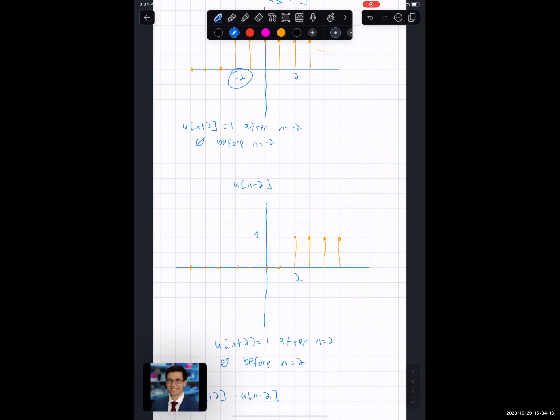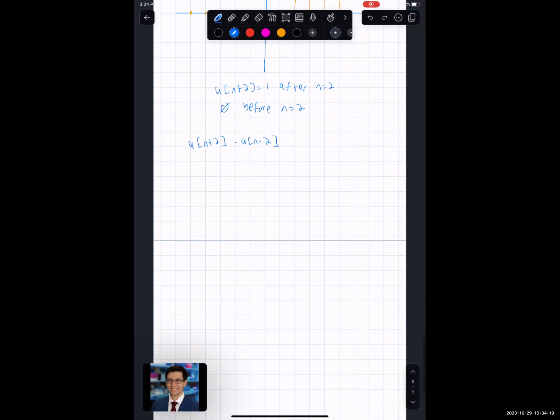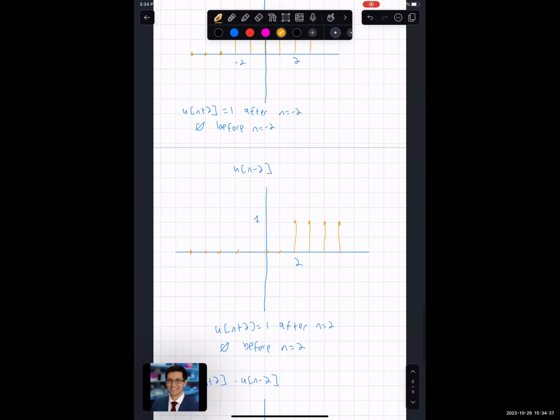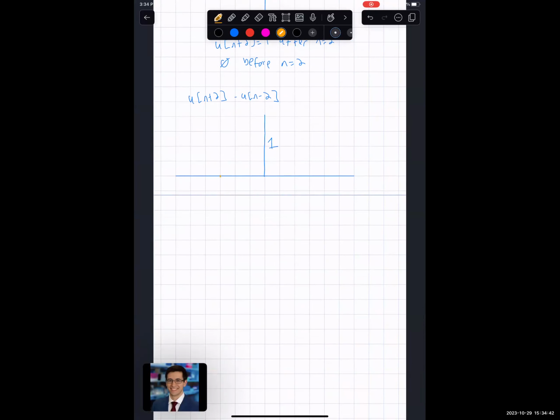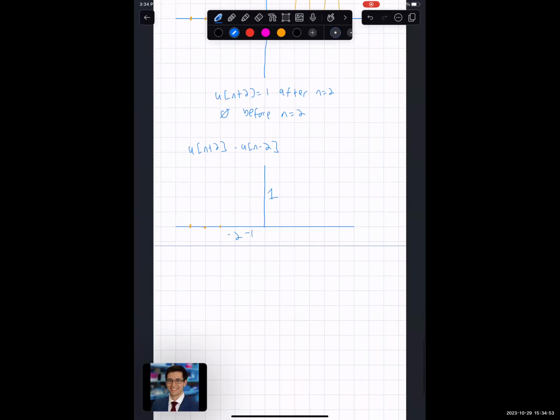So for before -2, we know they're both going to be 0. So we can graph that. Actually, what am I doing? I have to use Isabella's trick. Oh, wow, that's amazing. Okay. So before n equals -2, they're both 0. So this is also going to be 0 because we're subtracting them. Before n equals -2, they're both going to be 0.